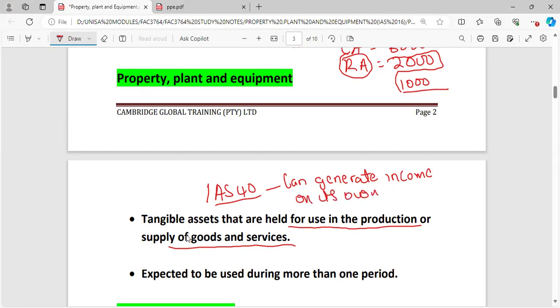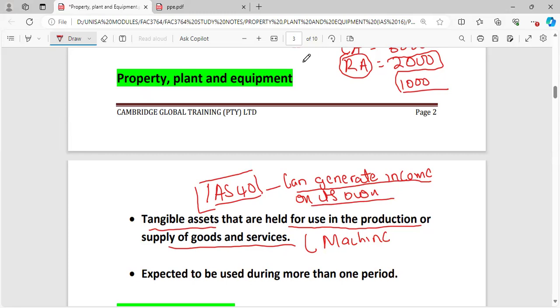But you can see PPE is going to be used in the production or supply of goods and services, which means the machines that we use, the buildings, all those are going to be PPE. But if something is going to be used to generate income, like investment property, where we get rentals from, then that one is not going to be part of PPE. You will see when we do IAS 40, the difference between investment property and property, plant and equipment.